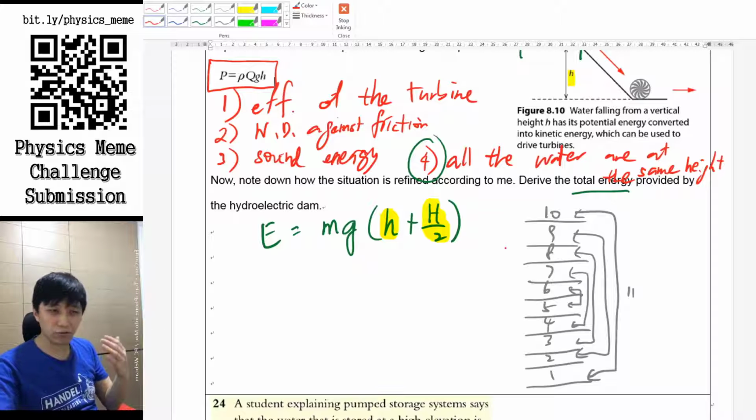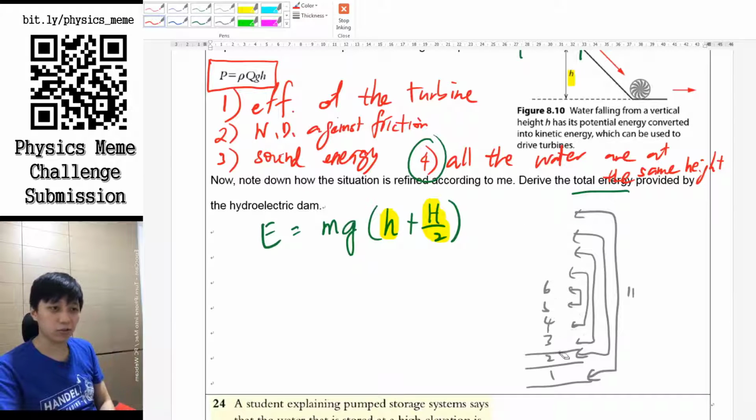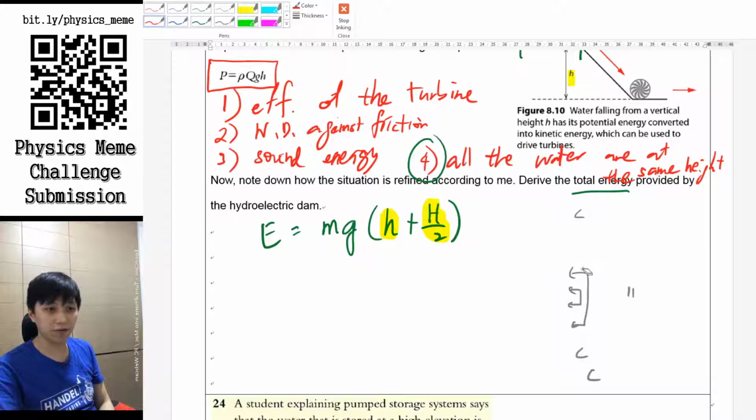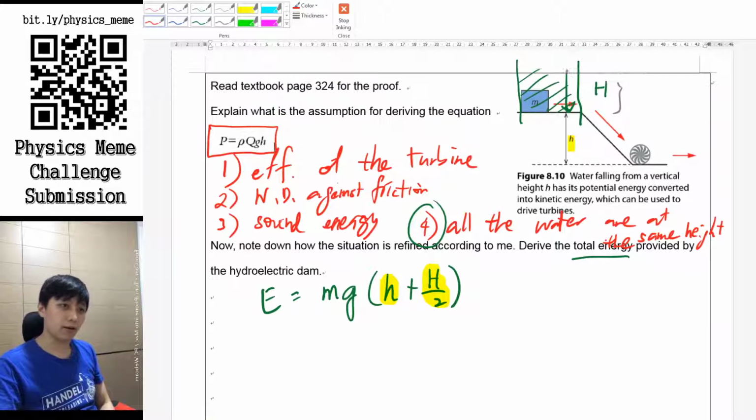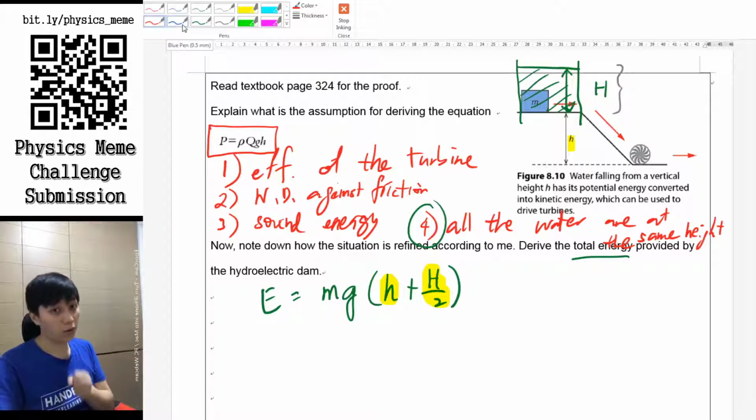And that is why you need to take into account the height, the depth of the water in the dam as well. And that's why I said this will be a more realistic model.